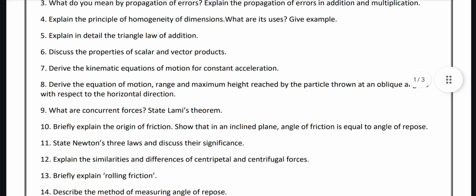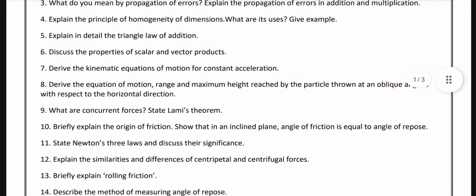Ninth, what are concurrent forces? State Lami's theorem. 10th, briefly explain the origin of friction, so that on the inclined plane the angle of friction is equal to the angle of repose. 11th, state Newton's three laws and discuss their significance.